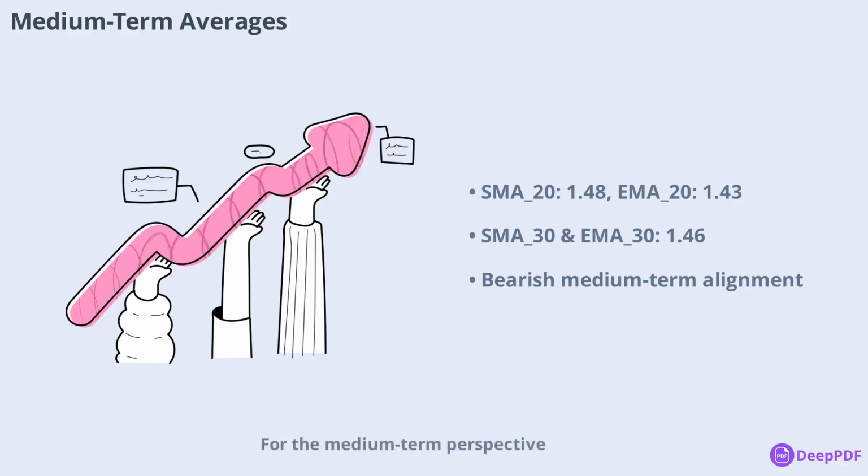For the medium-term perspective, the 20-day and 30-day moving averages provide valuable insight. The SMA 20 is at 1.48 and EMA 20 at 1.43, both above the current price. Similarly, the SMA 30 and EMA 30 are at 1.46. This alignment indicates that SNGX is trading below its medium-term trend, which could be interpreted as a bearish signal unless the price quickly recovers above these averages.